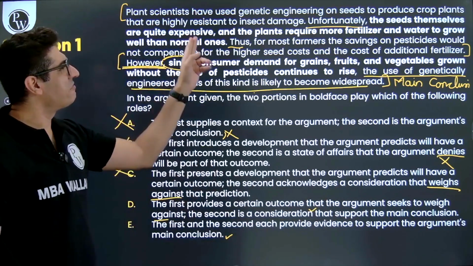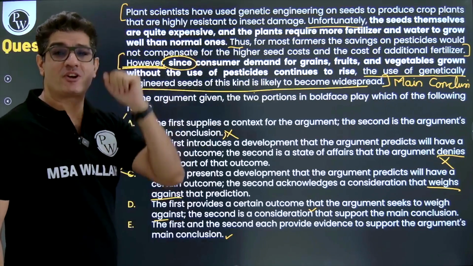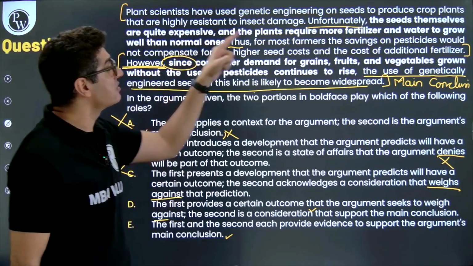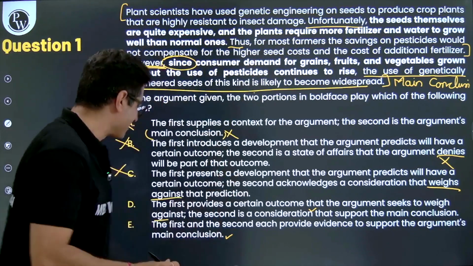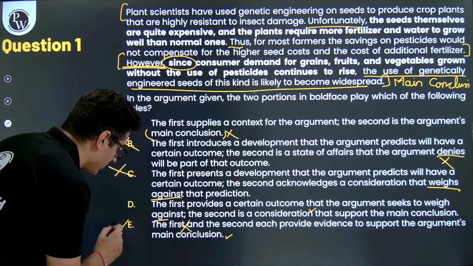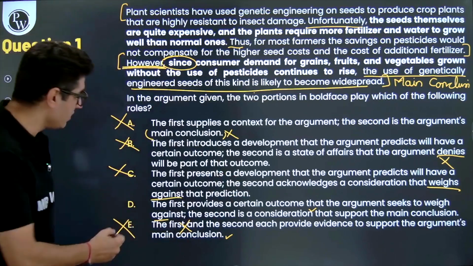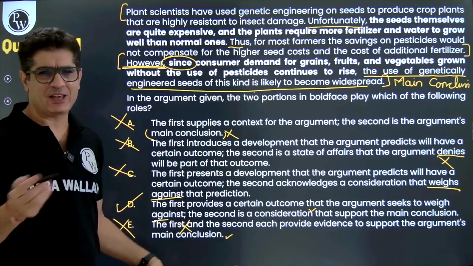E, the first provides evidence to support the argument's main conclusion. No, the first does not support the argument's main conclusion. The first supports a conclusion that the author is going against. So E is very clearly wrong, and therefore we are left with what? Option D, and there you go.